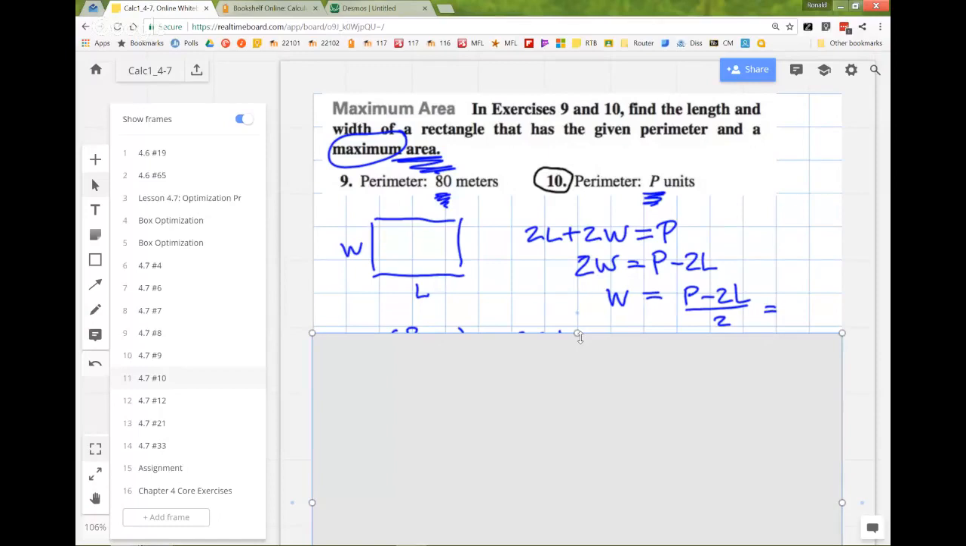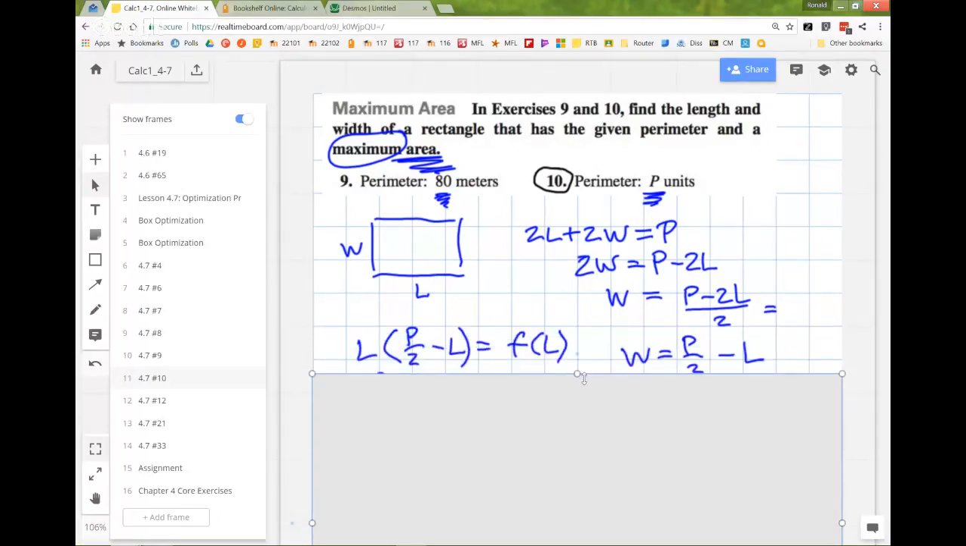So now I have a name for the width of this. And that's still only got one variable in it. Remember, P is a constant. So now we have the length is L and the width is P over 2 minus L. I mean, all I did was take P divided by 2 minus 2L divided by 2, and I just wrote it as P over 2 minus L. Everybody see that? Okay, so multiply it out.